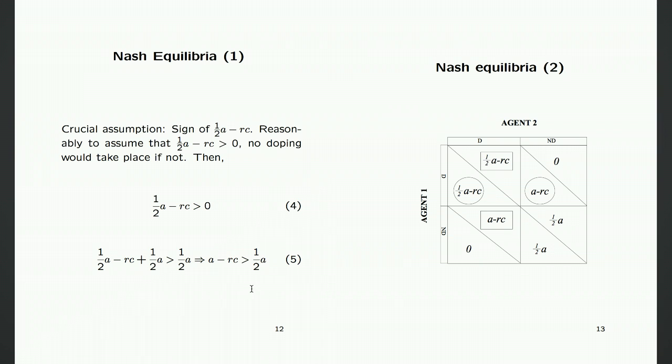But we also get that A minus RC is bigger than half an A, meaning that this term is bigger than that term, and this term is bigger than that term. So there's only this single assumption that defines all best replies of this game. And as you can see, this game has a single, pure Nash equilibrium, the D, meaning both athletes choose to take drugs. So the game theoretical prediction here is that everybody takes drugs, given that there are two players in this game.